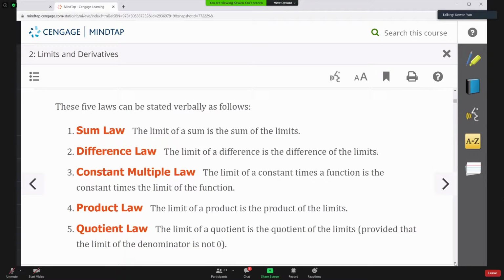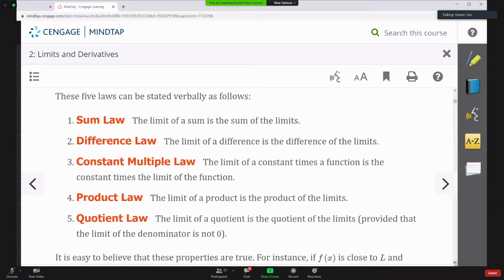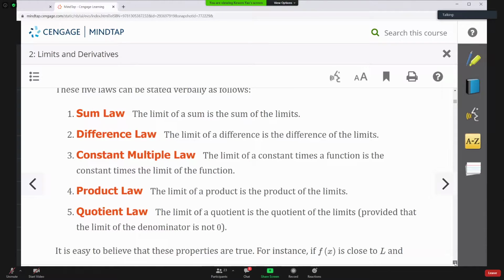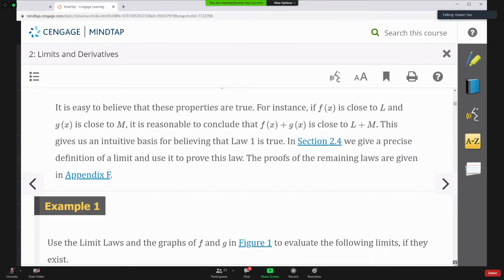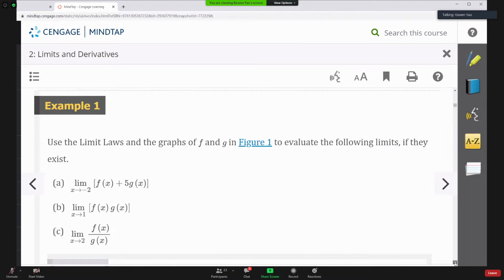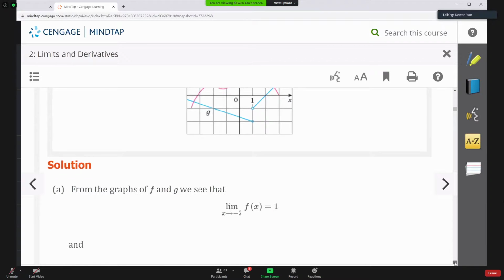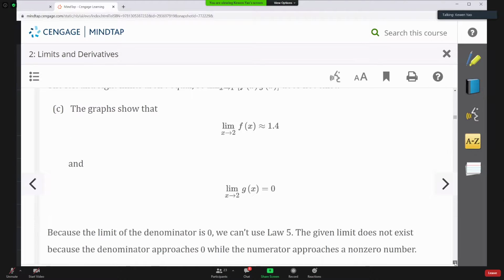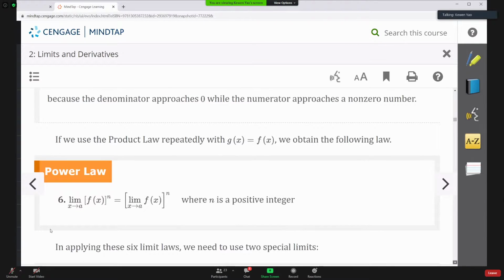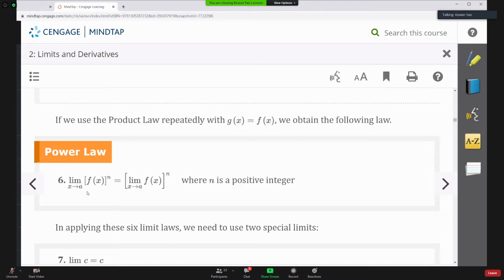You don't have to memorize them especially hard, right? Actually, it's easy to remember. Now, let's look at certain examples here. Okay, this is easy. Next is the power law. What does power law mean? The limit of the power function equals what? The power of the limit.